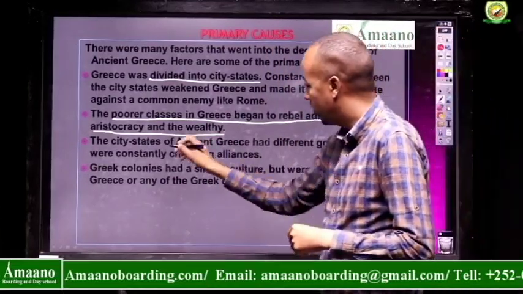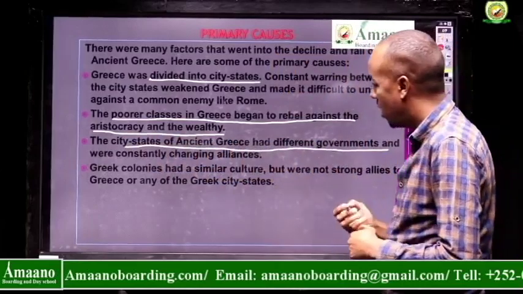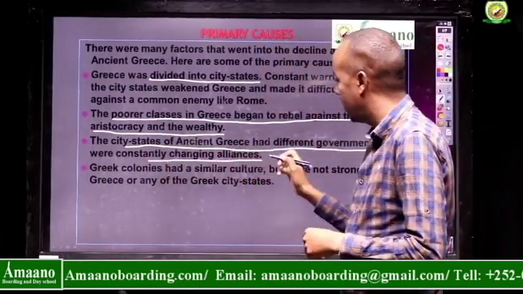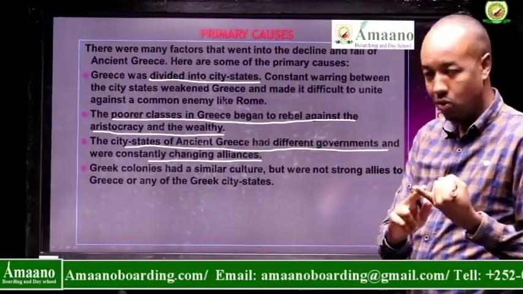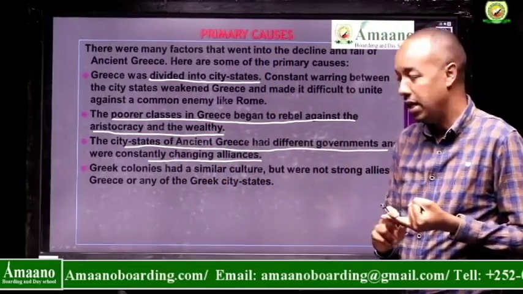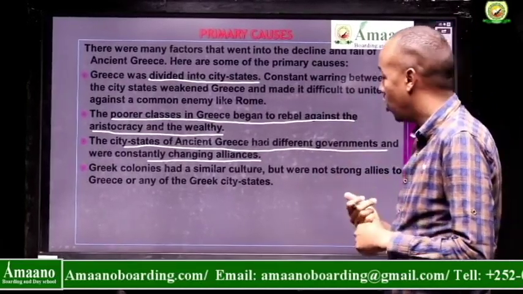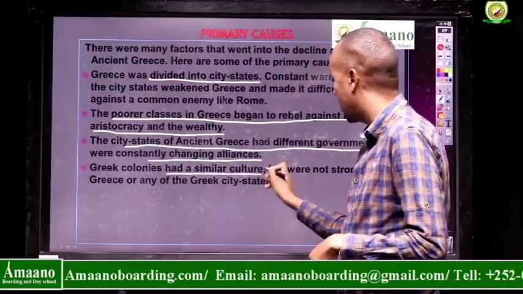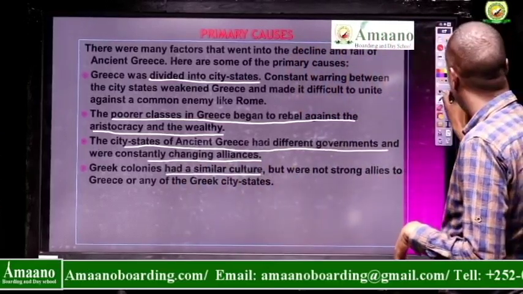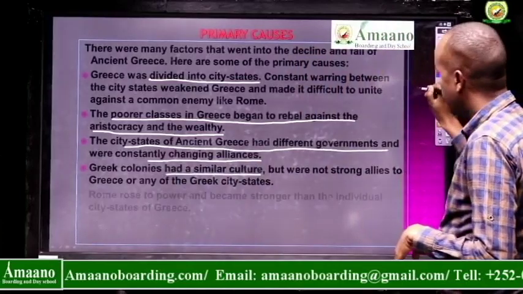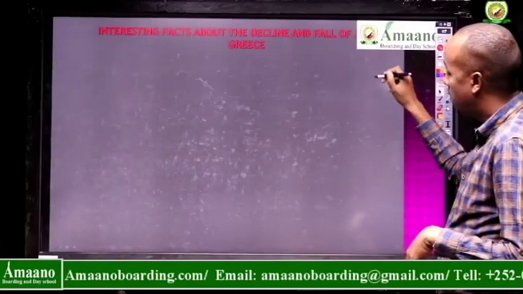And then the last one was that the city-states of Greece had different governments and were constantly changing their alliances. For example, Athens was a democracy and Sparta was a dictatorship. For that reason, they had different kinds of rule. Greek colonies also had a similar culture, but were not strong allies to the Greeks or any of the Greek city-states.